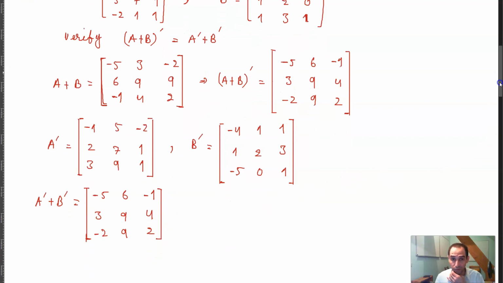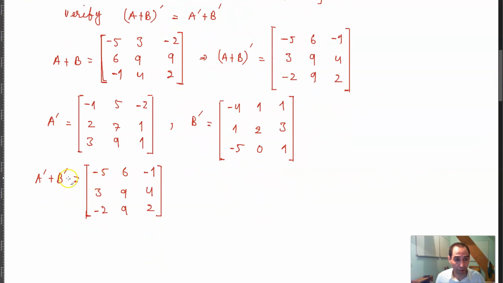Now, if you compare A prime plus B prime and (A plus B) whole prime, you can see that you have the exact same matrices. And that basically means that A prime plus B prime is the same thing as (A plus B) whole prime. And that is one of the properties that we talked about in this chapter.